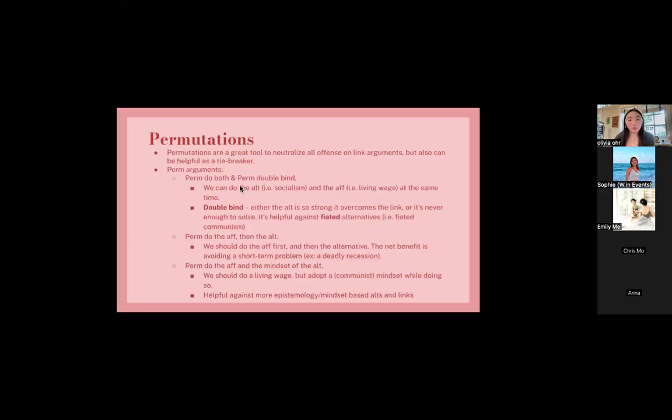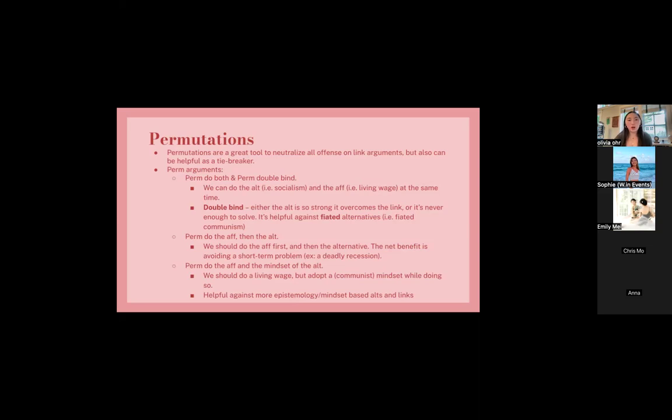Okay, next we have permutation. Perms are great tools to neutralize all offensive arguments on link arguments, but they can also serve as a helpful tiebreaker. They also help skew the 2NR because most perm arguments can be really quick and uncarded. Perm do both takes 3 seconds to say, but the 2NR has to spend at least 30 seconds on it, especially on a living wage or wealth tax topic, considering that the link is not quite as good and is probably resolved by the permutation.